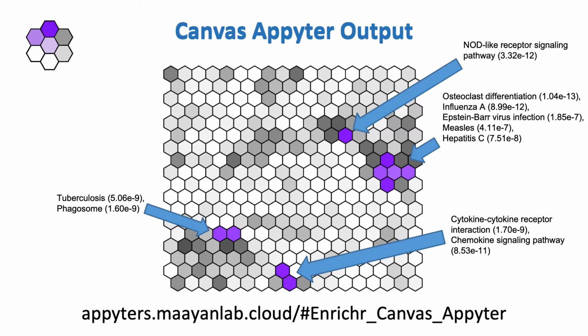Here's the example of the COVID-19 gene set compared to the KEGG library again. I've labeled the colored hexagons with their name and associated p-value. You can see that the clusters make visualization of large amounts of enrichment analysis data compact and easy to look at and analyze.